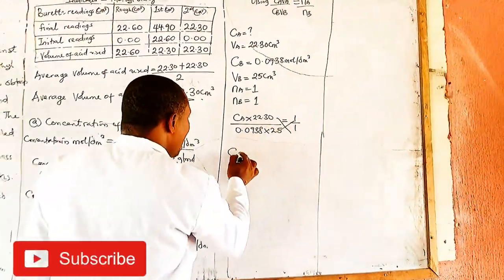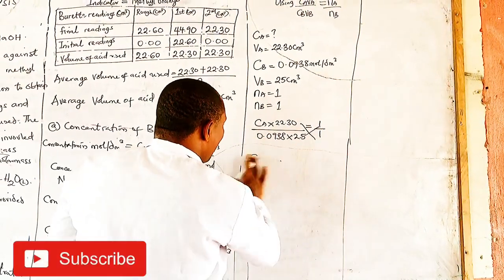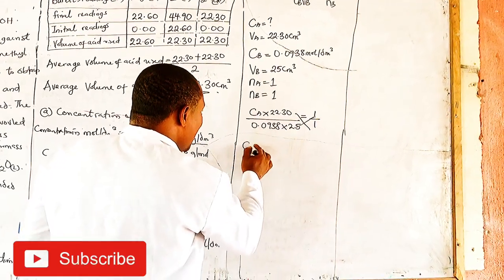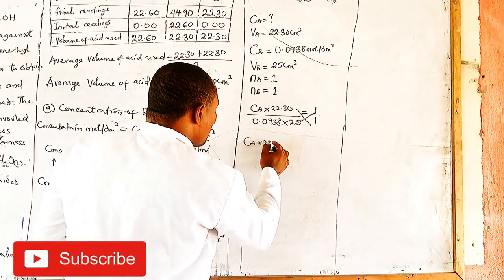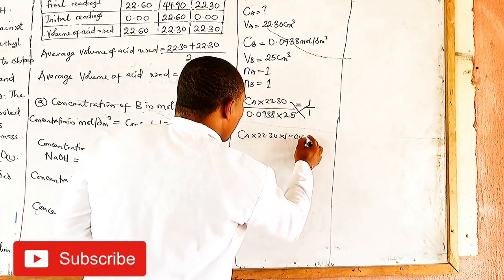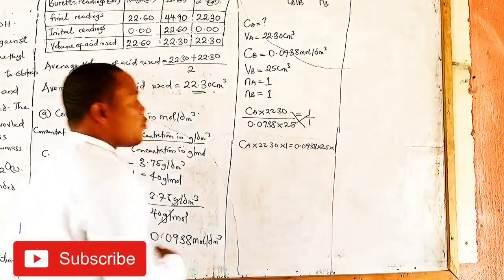So we have Ca to be equal to... When you cross multiply, for the sake of people that don't understand this, let's cross multiply now. So we have Ca times 22.30 times 1, can you see that? Equals 0.0938 times 25 times 1. I hope you are following.